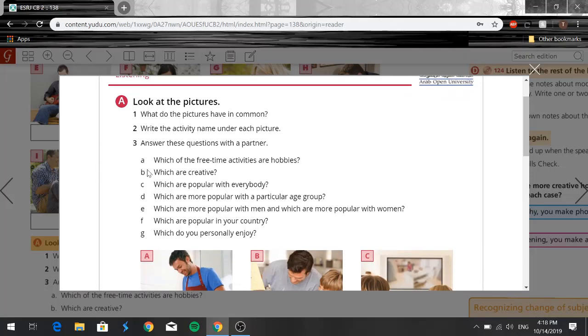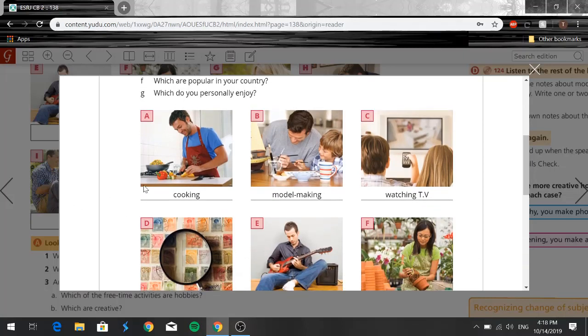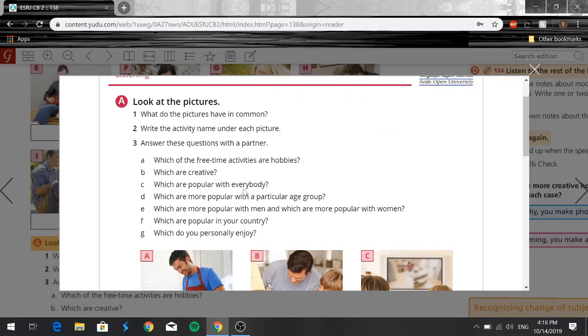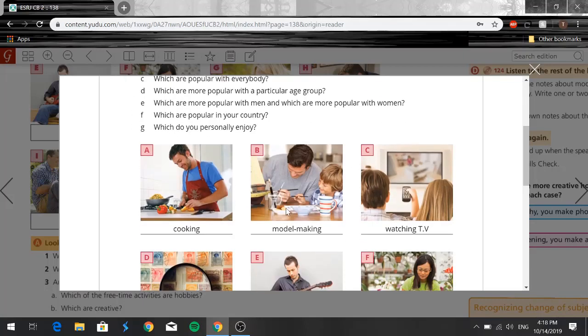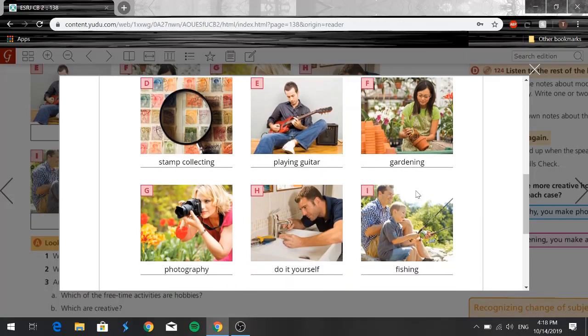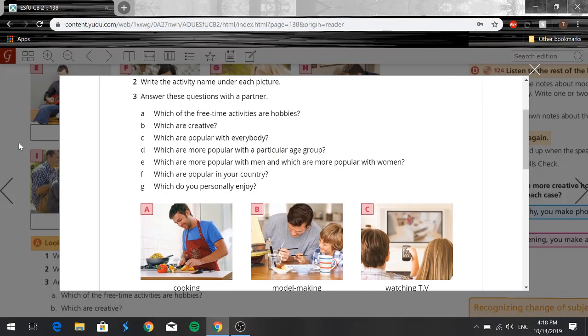Which of these activities are creative? Well, we'll definitely say cooking, because you gotta be creative to make some great food. I mean, you don't have to be, it's just that creative people tend to make different dishes, different styles. You get the idea. Model making could also be considered creative. Playing the guitar as well. Gardening could be creative, and photography. Yeah, I think that's about it.